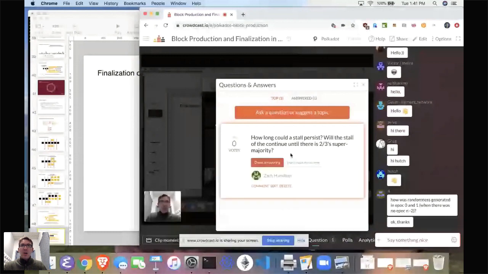So how long could a stall persist? Will the stall of the chain continue until there is a 2/3 supermajority? And yes, a stall could continue theoretically indefinitely. So what you'll see is other systems. What I just said, that it could continue indefinitely, people also realize that is a possible problem. So under a very basic PBFT system, that stall could continue indefinitely.